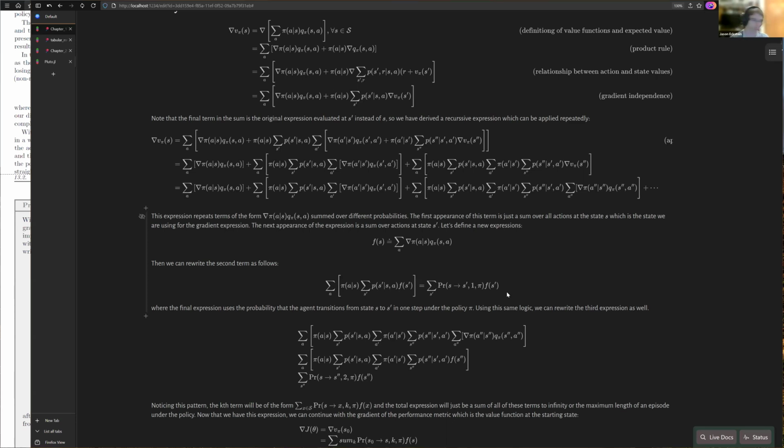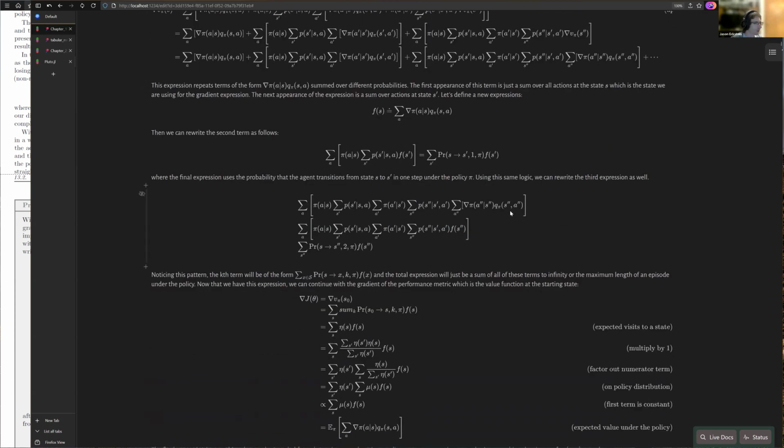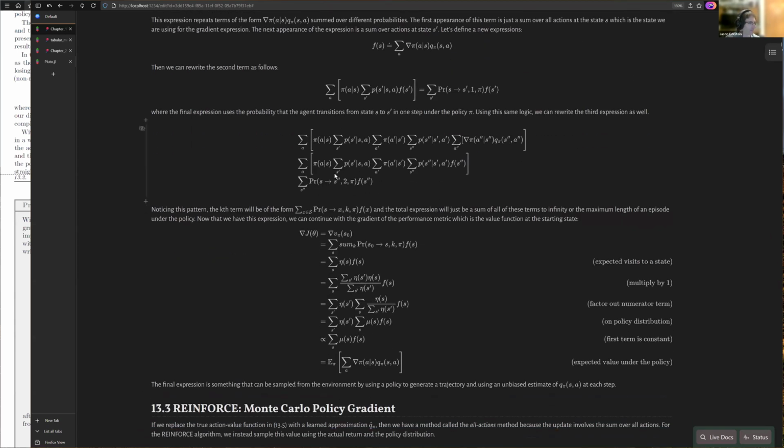And then if we extend this process to the third term, this is the third term written out. This is the original third term in the sum. This last part is what I'm going to replace with F, where now it's S double prime. And now we have these four different sums, where we sum over actions, transition states, transition actions, and then second transition states. But again, what this really means is that we want to sum over, again, all of the possible S double prime.